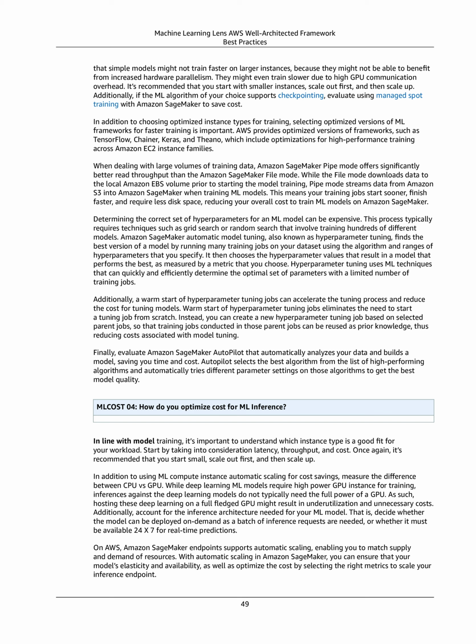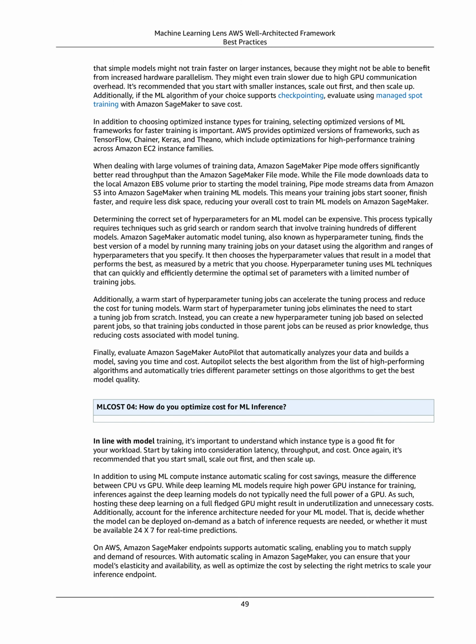Additionally, a warm start of hyperparameter tuning jobs can accelerate the tuning process and reduce the cost for tuning models. Warm start of hyperparameter tuning jobs eliminates the need to start a tuning job from scratch. Instead, you can create a new hyperparameter tuning job based on selected parent jobs, so that training jobs conducted in those parent jobs can be reused as prior knowledge, thus reducing costs associated with model tuning.